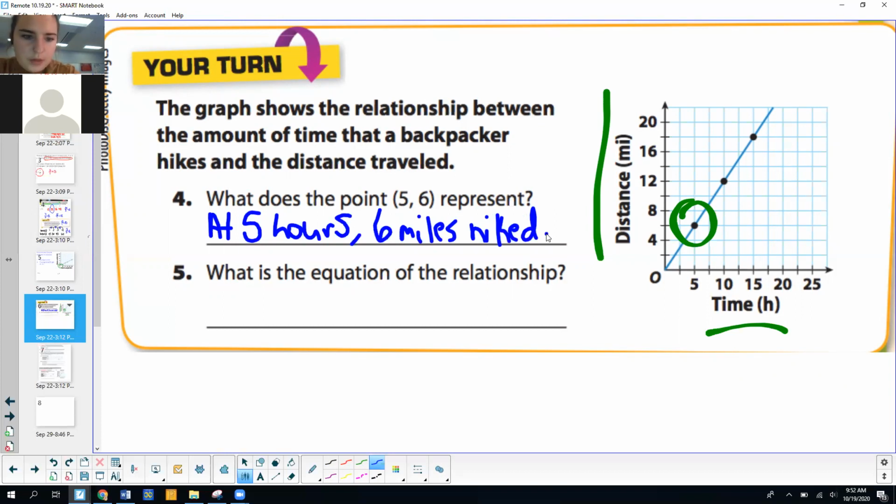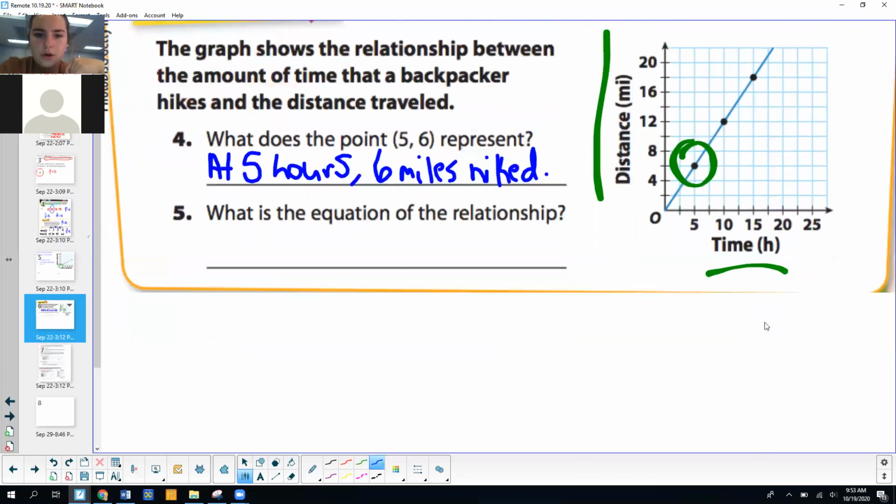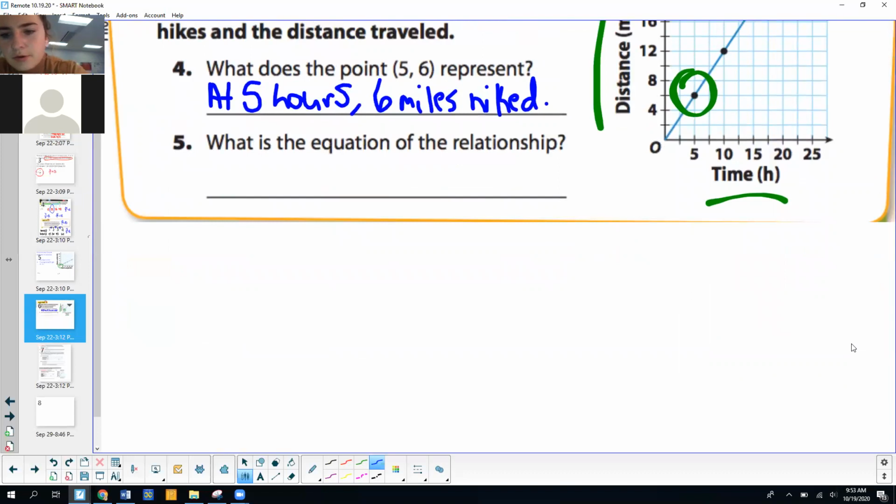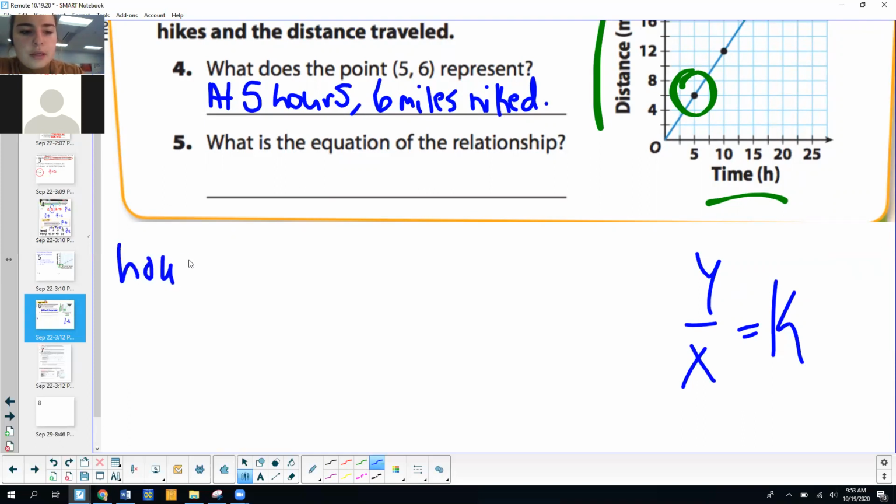All right. So what is the equation of the relationship? So we're going to try and come up with the equation. So again, proportional relationships, our equation is y over x equals k. So remember, k is the constant of proportionality. We're trying to figure out the relationship between those two numbers. So hours is going to be x, and then miles is y.